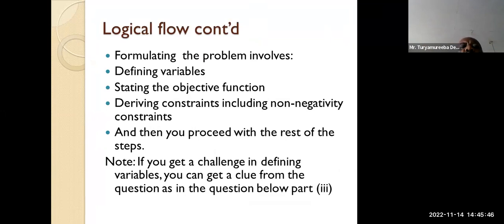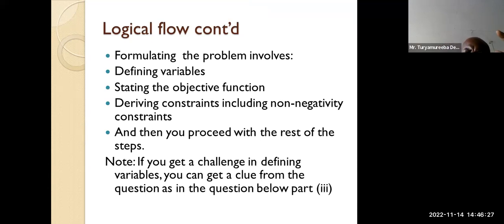My dear participants, one of the challenges that I have faced and has been identified is that some people fail to define the variables in order to solve, for example, an LP problem. Stating the objective function: you cannot state the objective function unless you have defined the variables. That's what I mean about the flow. After defining the variables, you state the objective function, then you derive the constraints, including non-negativity constraints. I am talking about formulation of the problem. And then you proceed with the rest of the steps that you know.